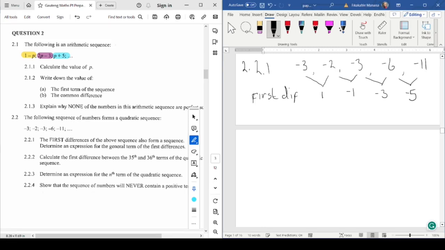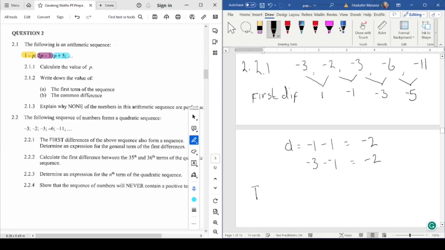Now it says determine an expression for the general term of the first difference. So we need to find the general term of this difference. First of all, what kind of sequence is this? If you say arithmetic, then you are correct. With an arithmetic sequence, we need to find the difference. That's term 2 minus term 1, which is minus 1 minus 1, which should give you minus 2. You can check that as well by saying minus 3 minus 1, which still gives you minus 2. So the difference is minus 2.